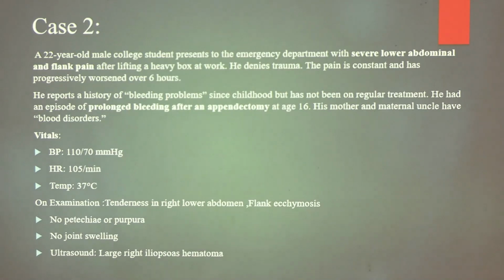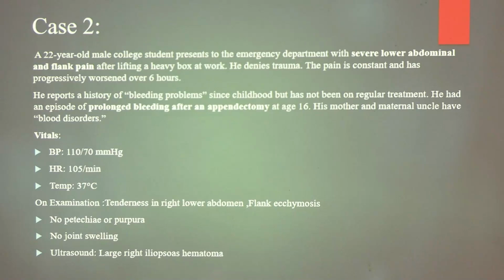Okay, so this is case number 2. Can you read it out? A 22-year-old male college student presents to the emergency department with severe lower abdominal and leg pain after lifting a heavy box at work. He denies trauma. The pain is constant and has progressively worsened over 6 months. He has a history of bleeding problems in childhood but has not been on regular treatment. He had an episode of prolonged bleeding after an appendectomy at the age of 16. His maternal uncle had a blood disorder.